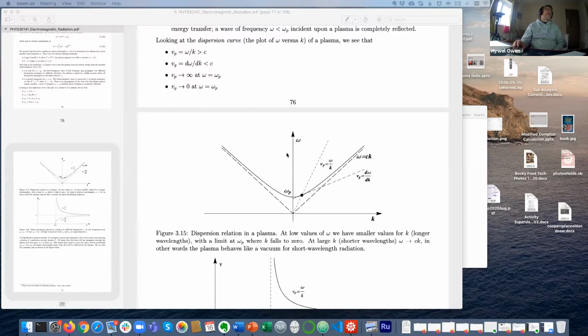At lower frequencies, this solid line will deviate from the dotted line. And importantly, when the driving frequency is equal to the plasma frequency, then the wave number falls to 0 and the wavelength becomes infinite. The physical interpretation of this is that the entire plasma is trying to move in synchronism with the incident electromagnetic wave.